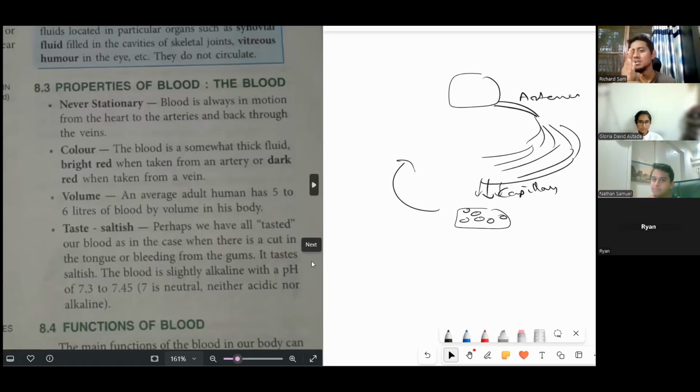Basic or alkaline. And if the pH is less than 7, it becomes acidic. So our blood's pH is 7.3 to 7.45. What does it mean? Is it acidic or basic? Almost neutral. Basic. Neutral is 7. It is more than 7. So it is basic. Slightly basic.